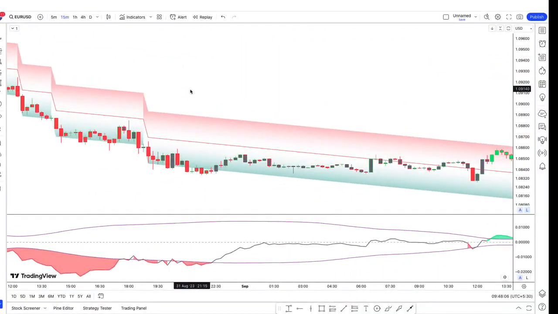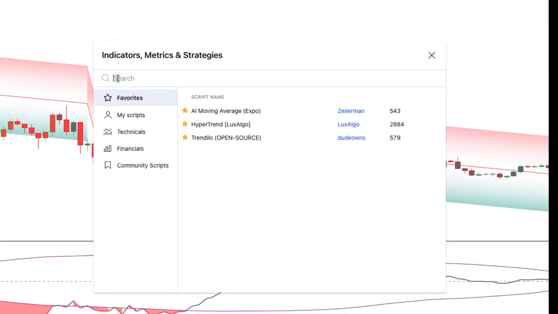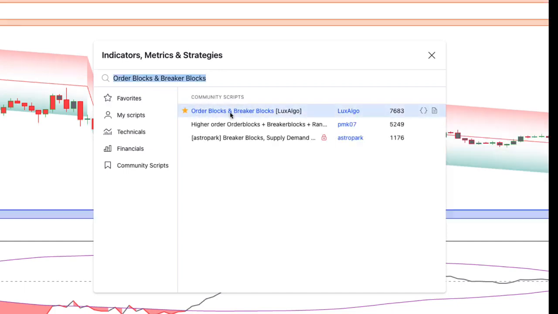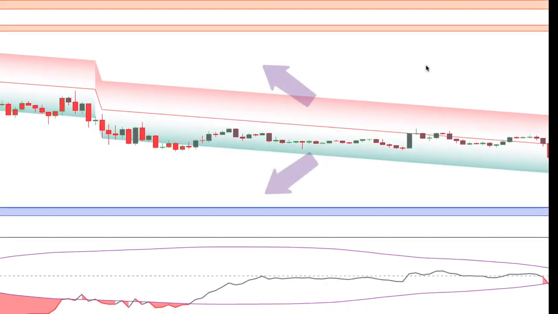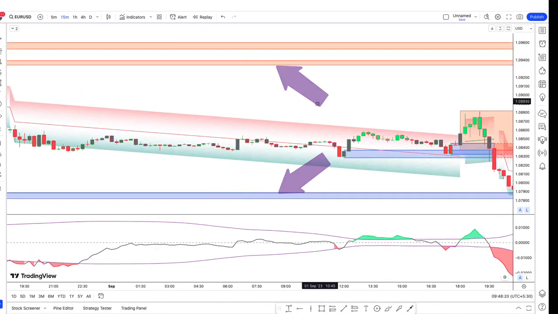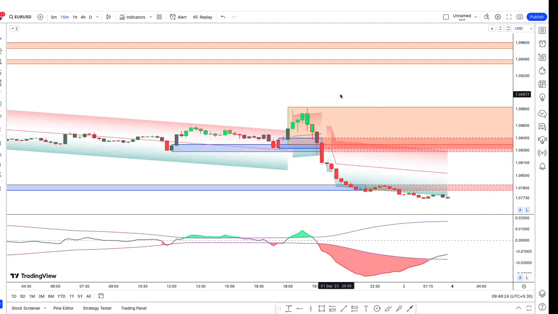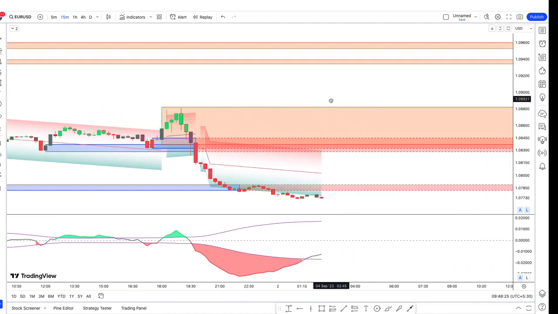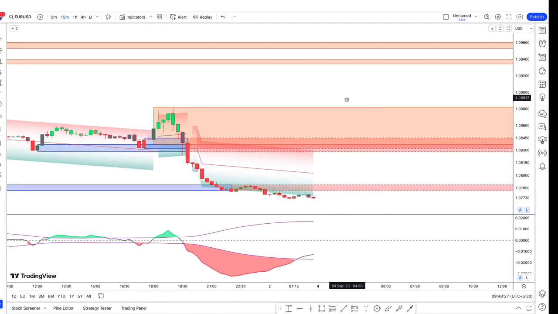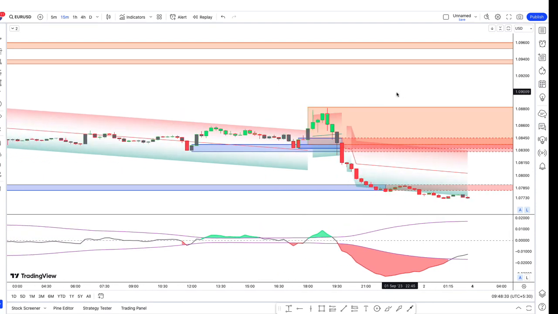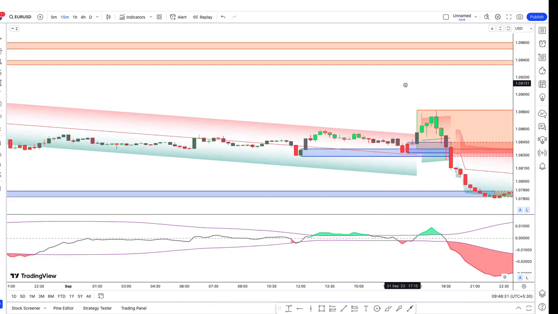By navigating to the Indicators tab and searching for Order Blocks and Breaker Blocks by LuxAlgo, you can access a tool that systematically identifies advantageous support and resistance levels. This tool equips you with high-quality levels to allow your trades to thrive. Feel free to experiment with this indicator to understand its functionality better. We will delve deeper into exploring the intricacies of this indicator in a subsequent video at a later date.